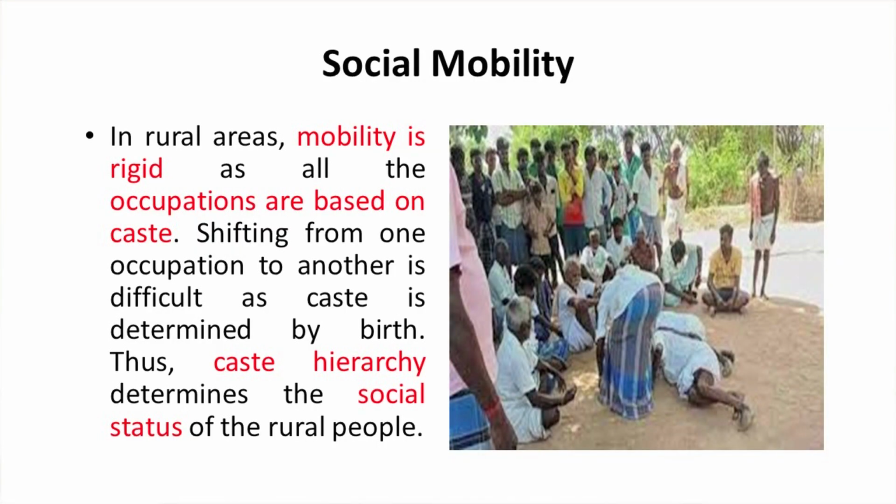Caste hierarchy here determines the social status of rural people also. Usually the upper caste people dominate the lower caste people, which you can see in this picture also. So, they are dominating them.